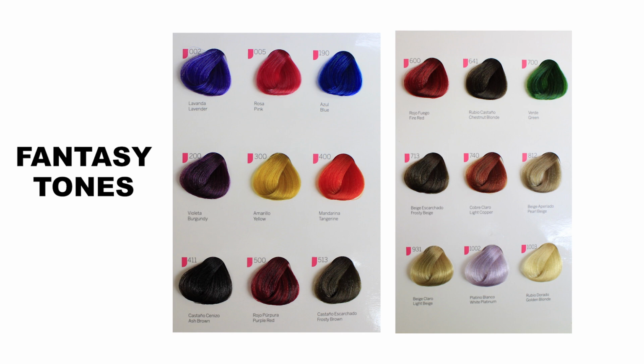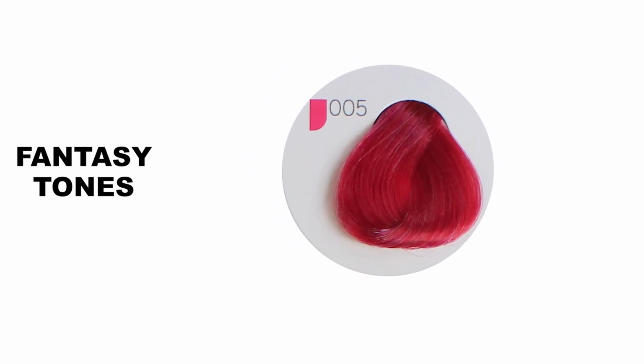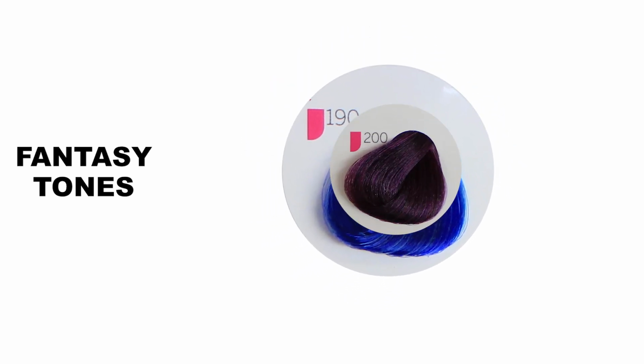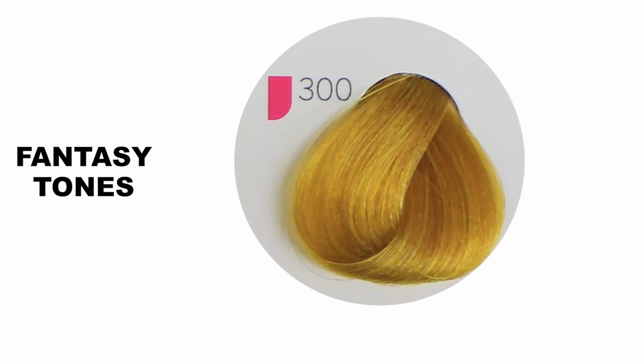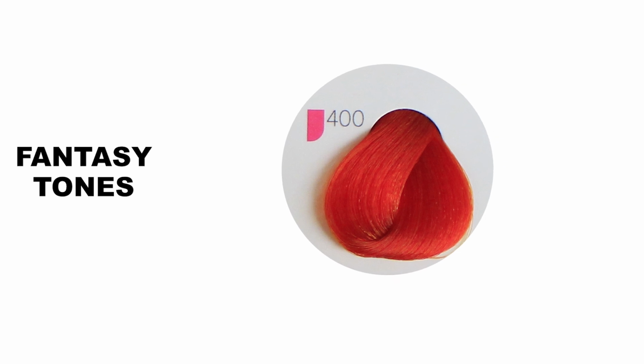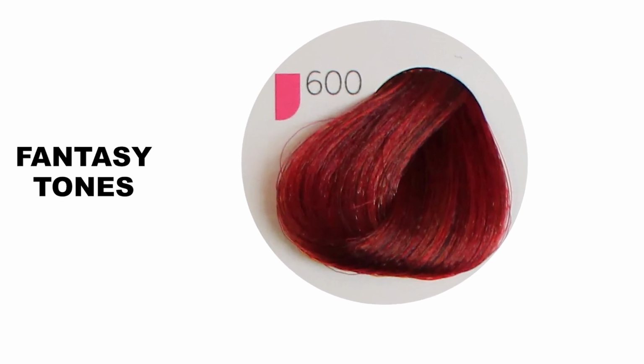At the moment, fantasy shades are incredibly trendy, and the best part is that regardless of your age, you can absolutely rock a fantasy shade and it looks beautiful. In this chart, you will find them ranging from pink, the blue, which is a 190, the violet, which is a 200, the yellow, which is a 300, the mandarin, which is a 400, the 500, which is a purple red, the 600, which is a fiery red, and the 700, which is a green.